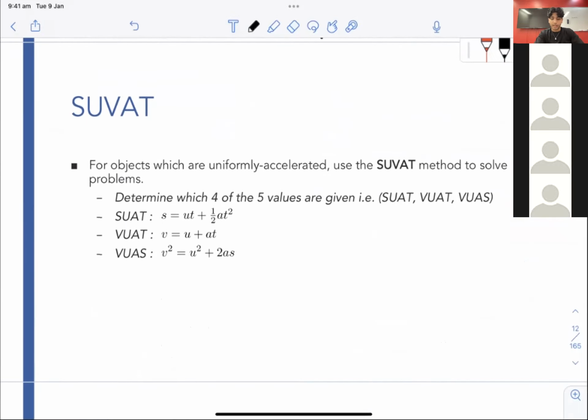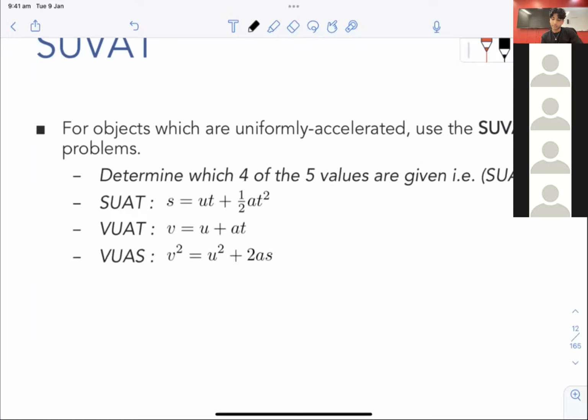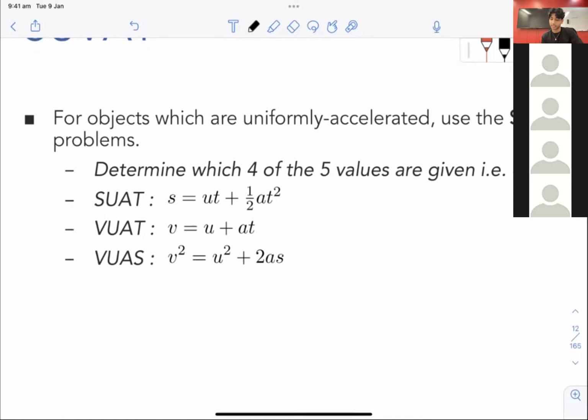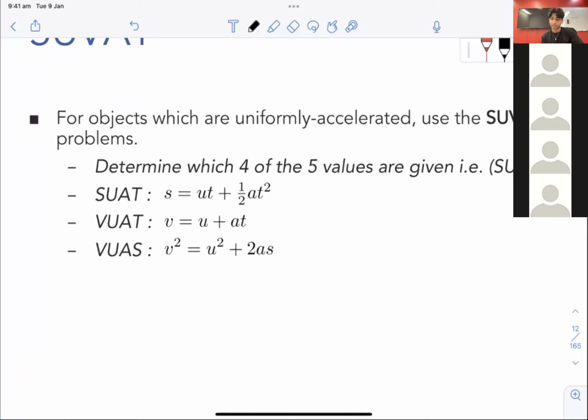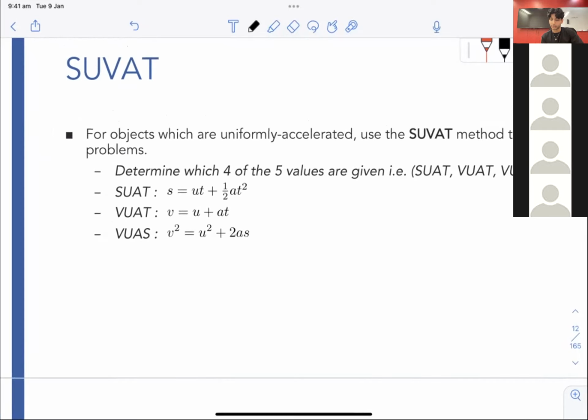Okay. So now we come to our Suvat equations, or this is just a handy way of memorizing the letters. For any objects which are uniformly accelerated, we can use this method to solve problems. That means if we have a question or any setup that has a uniform acceleration, meaning the acceleration won't change, these equations are all valid. They are not valid if the acceleration changes, but you won't really come across that in this module. So these should be pretty quick to memorize. I'm sure you've got most of these down already, but you'll see that they're pretty useful for different questions.